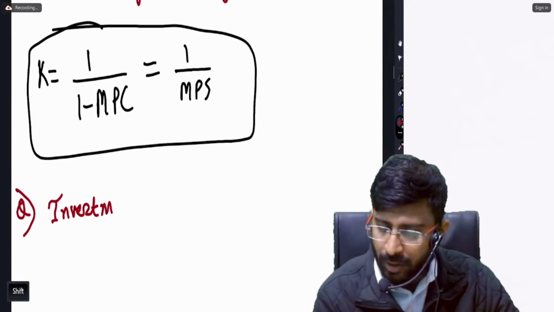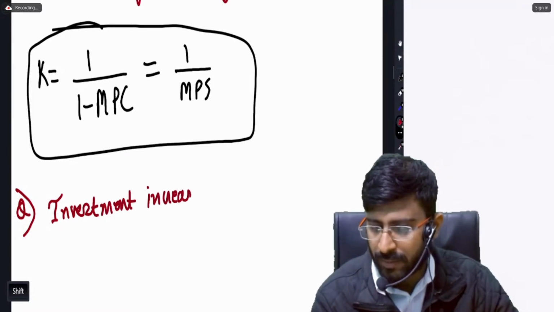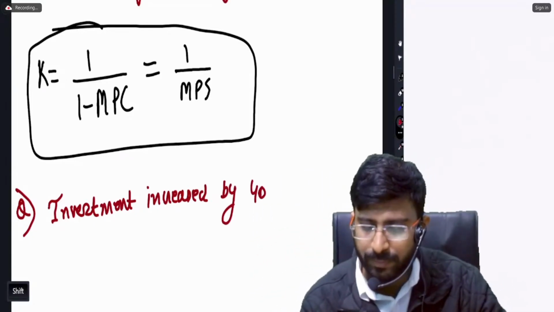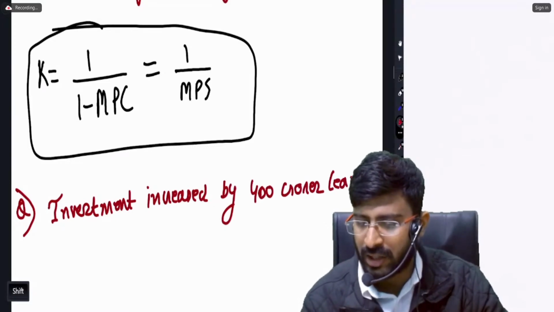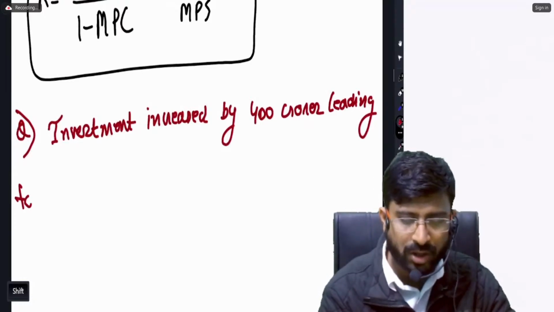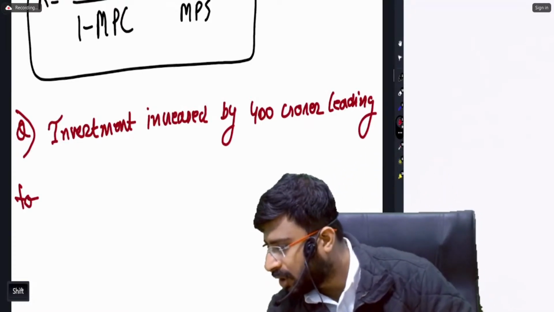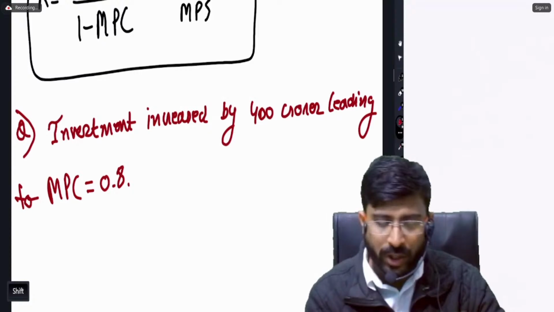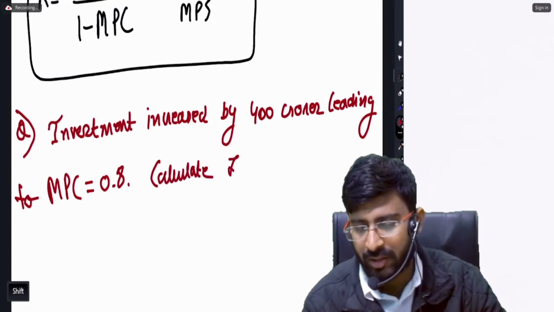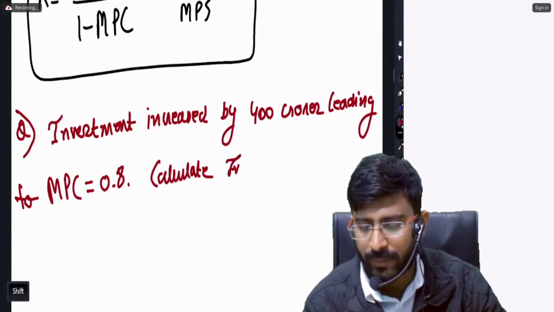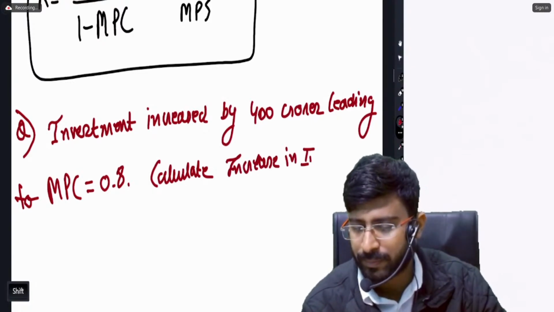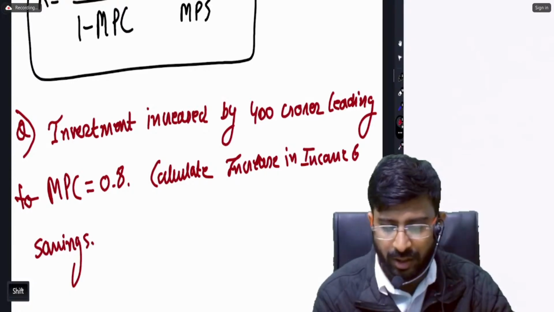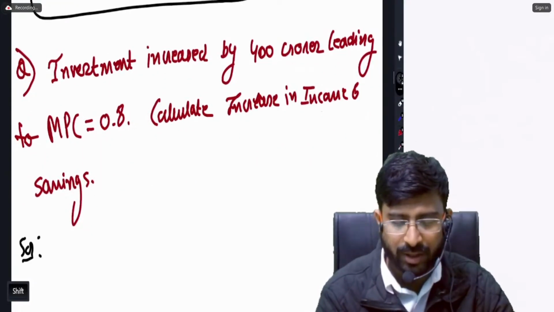Investment increased by 400 crores, MPC is 0.8. Calculate the increase in income and savings. You will have to do it. I will not do it. Calculate the increase in income and savings. Come on, let's discuss it, everyone. Let's go ahead.